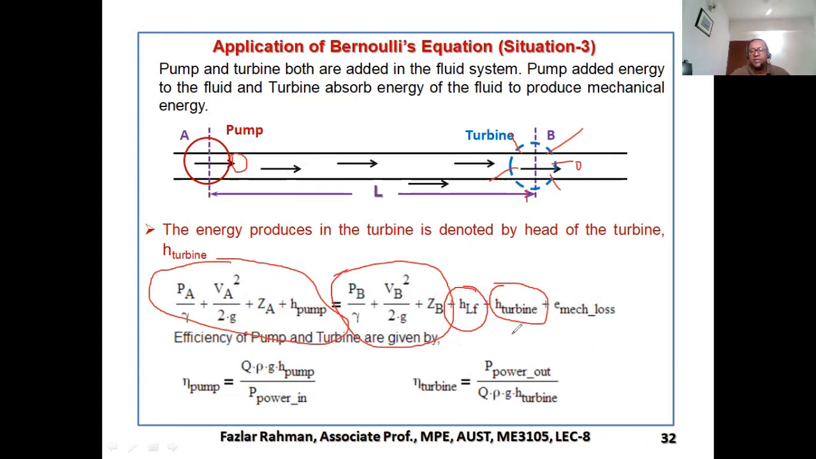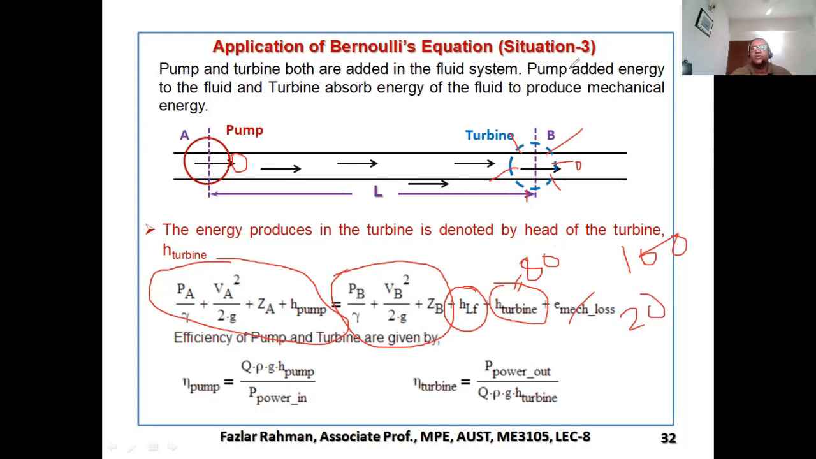Say the turbine takes 100 energy from the fluid. It cannot give you 100% mechanical energy from the turbine. There will be some loss. So even though it receives energy of 100, it might produce about 80, or 80% of the energy, and the least amount will be mechanical loss.